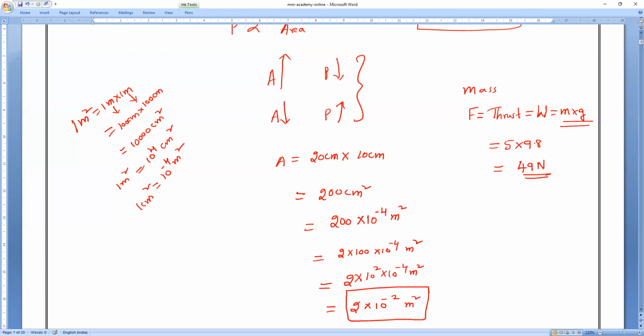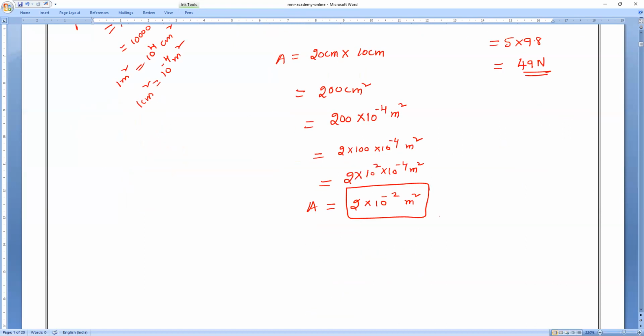In the beginning you can do this normally; later you have to do it very fast. So now, what is the pressure formula? Pressure is weight by area, or thrust by area, or force by area, all the same. So pressure is equal to 49 newtons divided by 2 into 10 power minus 2. This is newton and this is square meter, so newton per square meter.